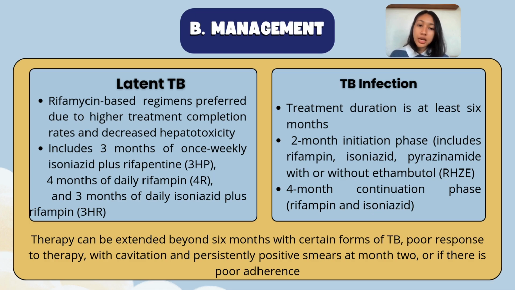that includes rifampicin, isoniazid, pyrazinamide with or without ethambutol, and also a 4 month continuation phase using rifampicin and isoniazid. Therapy can be extended beyond 6 months with certain forms of tuberculosis, poor response to therapy with cavitations and persistently positive smear at 2 months, or if there is poor adherence.